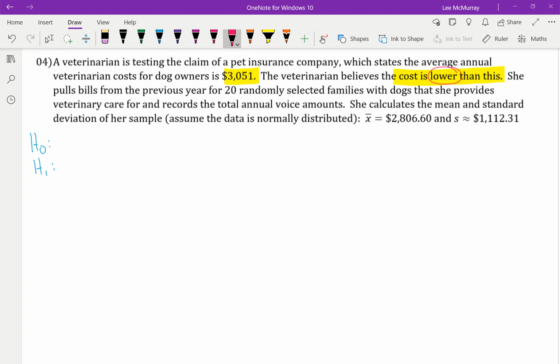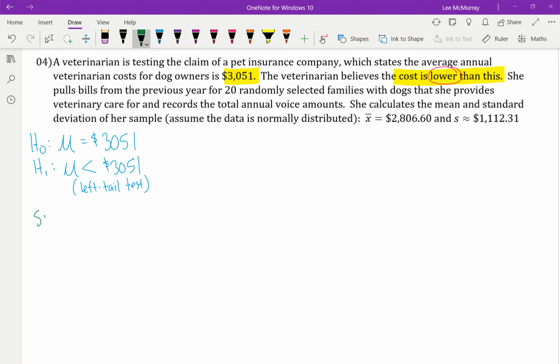Okay. So for our H0, we're going to say that our mean is equal to, remember the null hypothesis is always equal to, $3,051, but our alternate hypothesis actually reflects the claim, right? Because it's a less than claim. So in this case, we say that the mean is less than $3,051, and because we know that it's a less than claim, we know that that's going to be a left tail test. Okay, so let's go ahead and walk through this one.